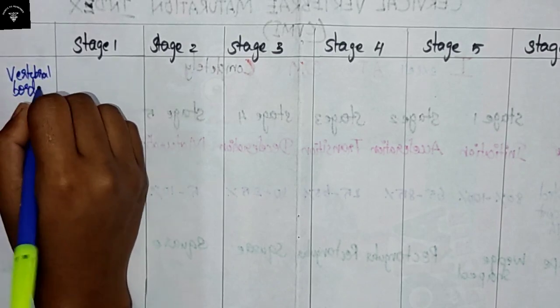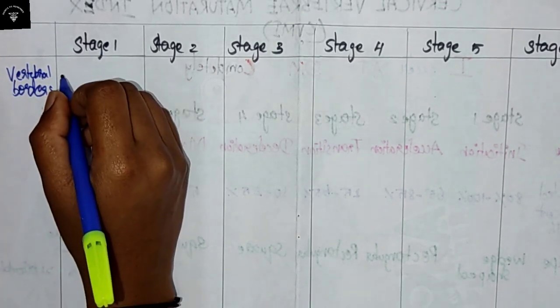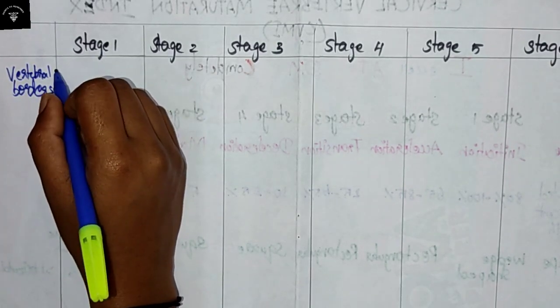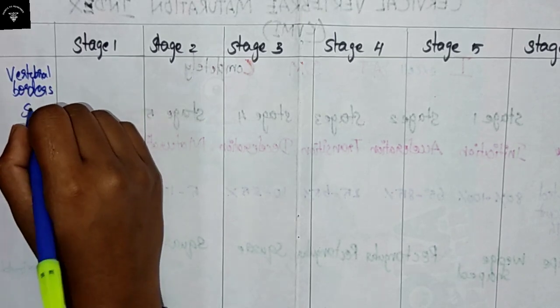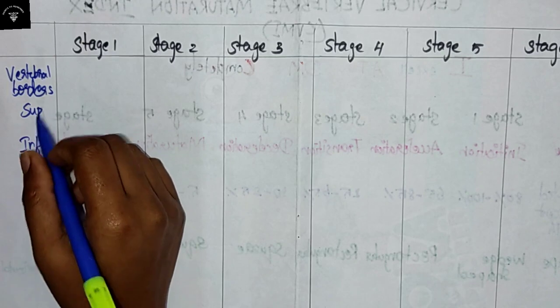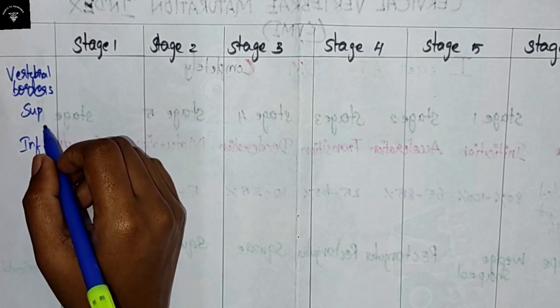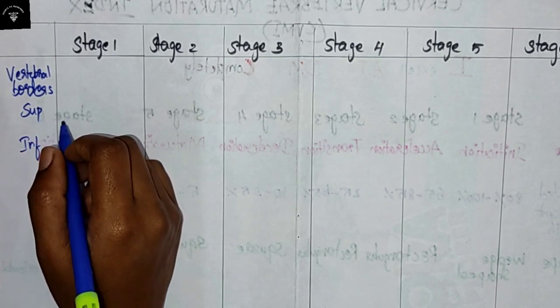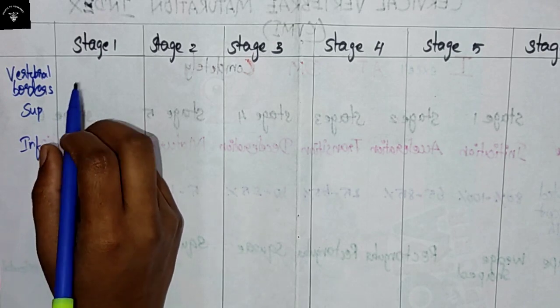Okay, vertebral borders. There are inferior and superior borders. Both will be different in different stages. So let's see what the vertebral borders of stage 1 are.